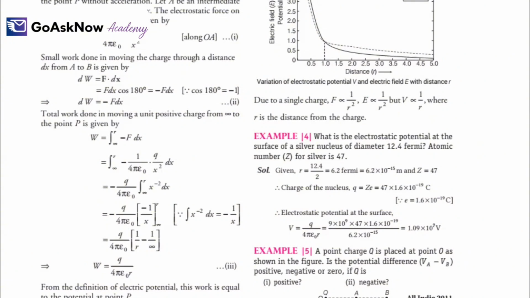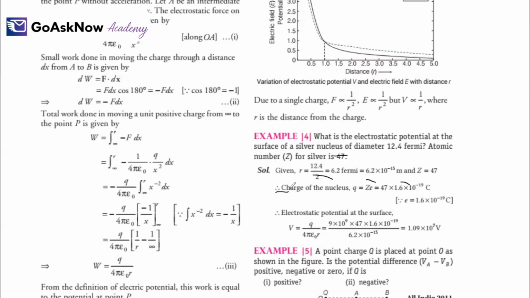So 12.4 by 2 is 6.2 Fermi, and 1 Fermi is equal to 10 power minus 15 meter. So if you multiply it, 6.2 into 10 power minus 15 meter will be the answer, and Z will be equal to 47. It is given here.